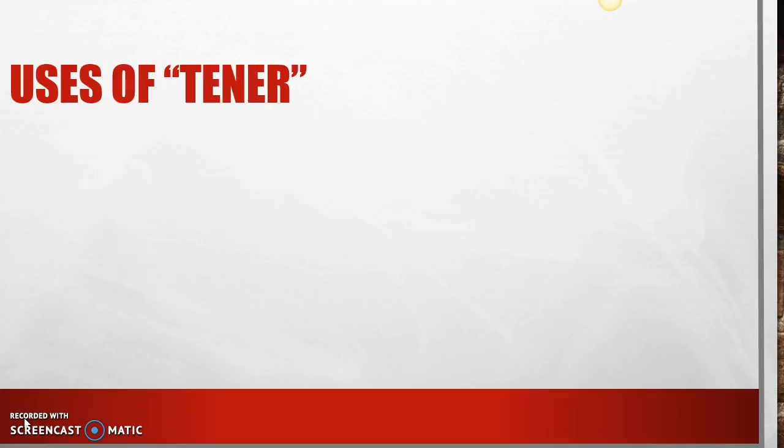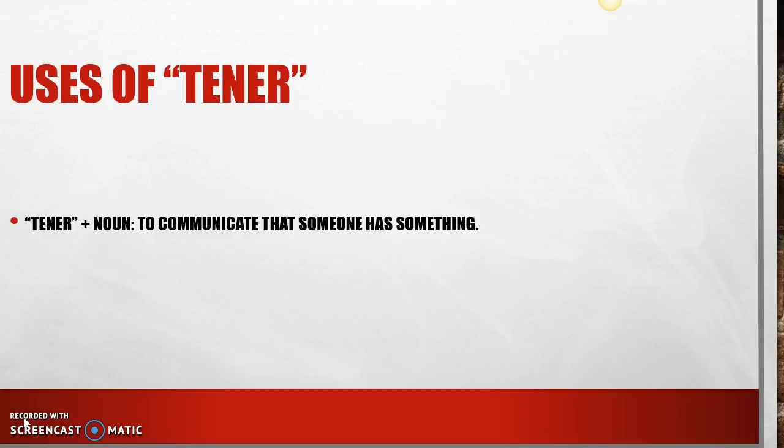There are three uses of the verb tener that you have been introduced to in this course's content. The first use of tener is to communicate that someone has something. In order to communicate that someone has something, you will use the appropriate form of the verb tener followed by the noun that is being possessed.